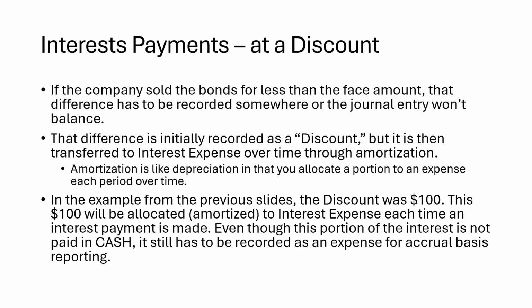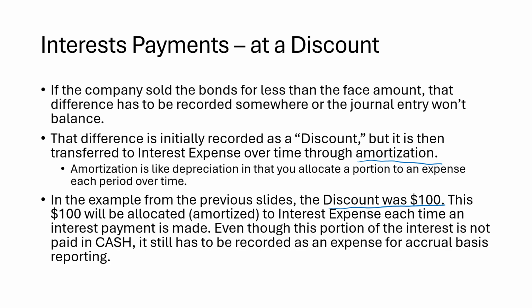If the company sold the bonds for less than face amount, they're sold at a discount, the difference has to be recorded somewhere. We showed that in our journal entry with the $100 to make the journal entry balance. So that is initially recorded in the discount account. But that $100 doesn't just sit in the discount account forever. It is transferred to interest expense over time through the amortization journal entry. So in the example with the $100 of the discount, the $100 is allocated or amortized to interest expense each time an interest payment is made.